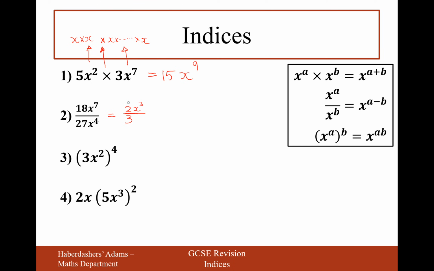Or effectively you could think of this as 7 x's being multiplied on the top, divided by 4 x's being multiplied on the denominator. And if we cancel out an x from the top and the bottom, as many as we can, then we've cancelled out all 4 on the bottom, and we're left with 3 on the top. So that's another way of thinking about that rule there.